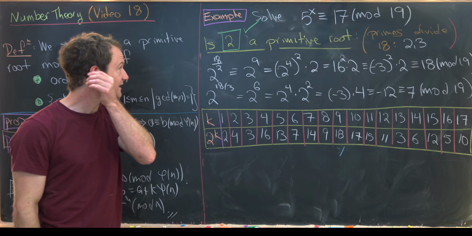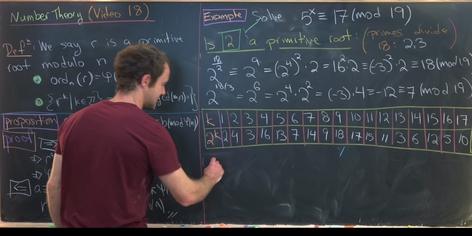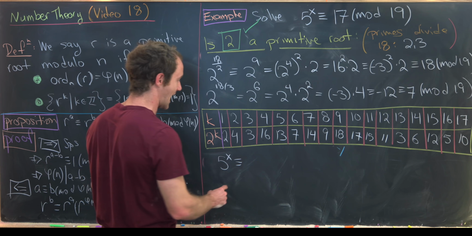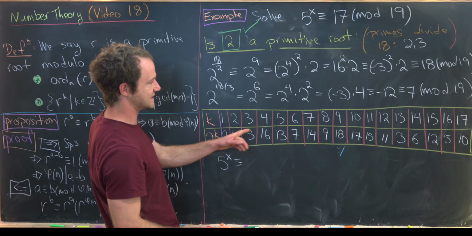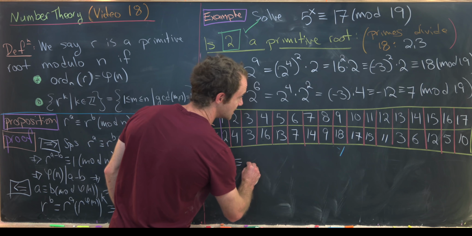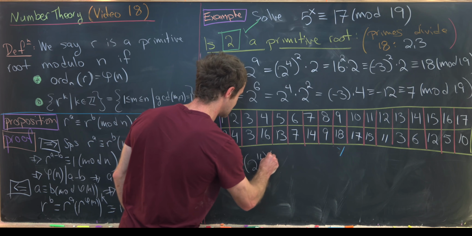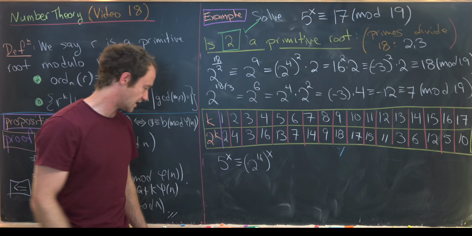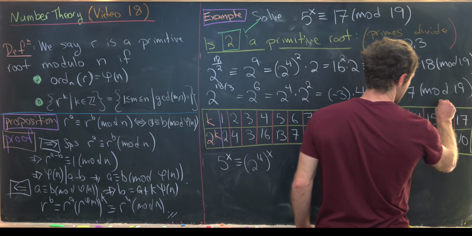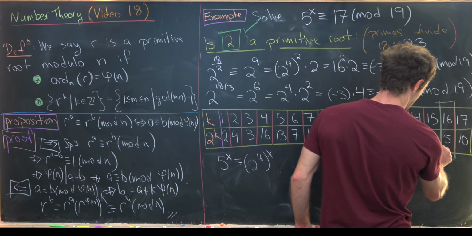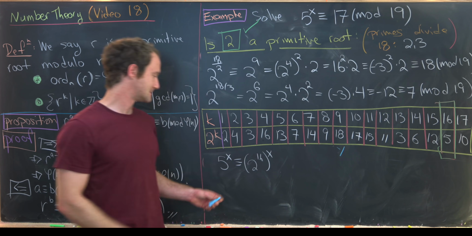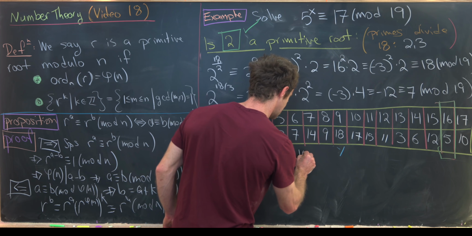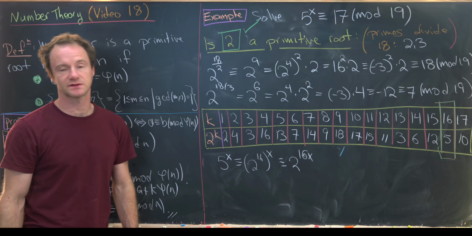We want to solve 5 to the x is congruent to 17 mod 19. So notice 5 to the x can be rewritten as, well, let's see where 5 is as a power of 2. It's going to be 2 to the 16, all to the x. Again, that's from our chart here. We're honing in on this portion right here of our chart. Okay, but notice that's the same thing as 2 to the 16x using exponent rules.